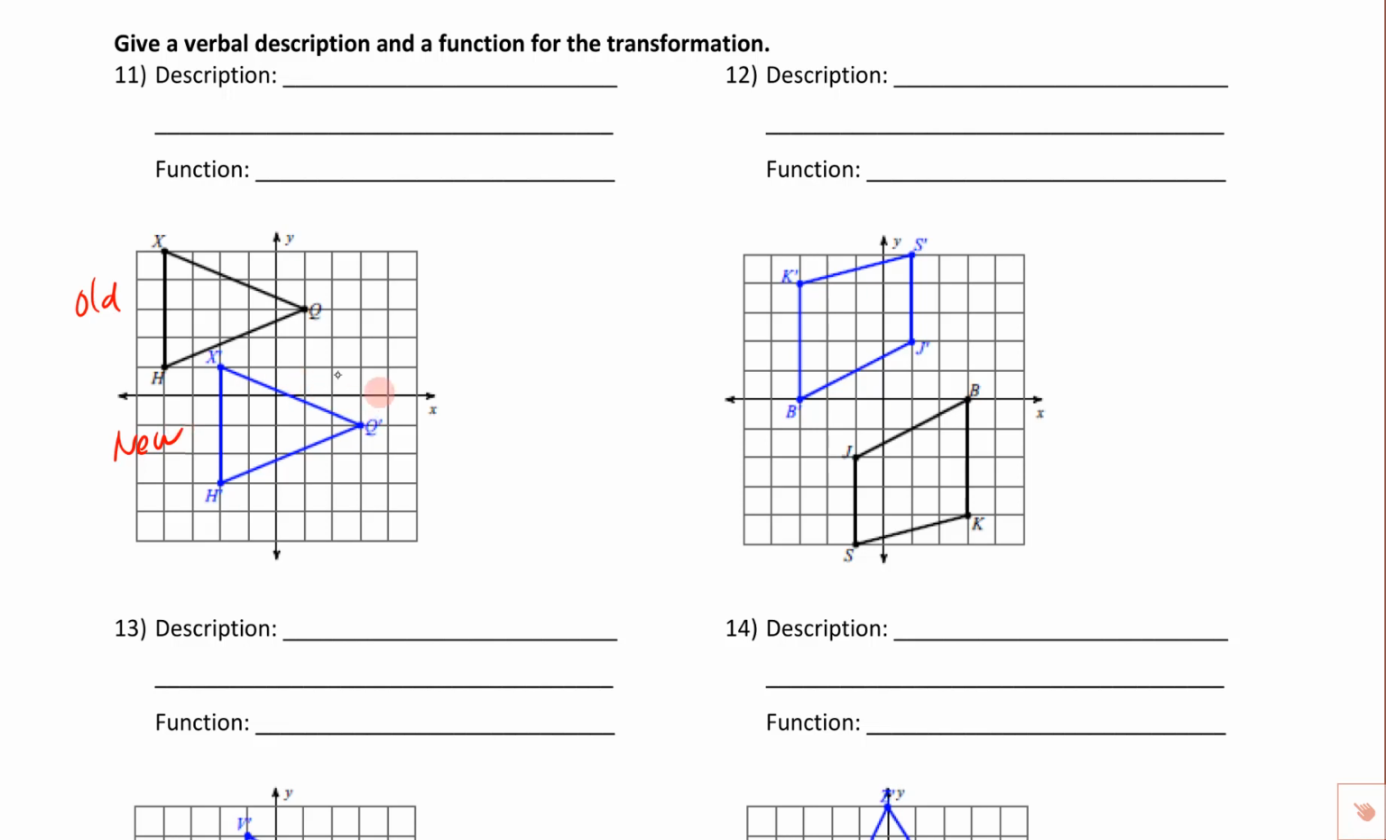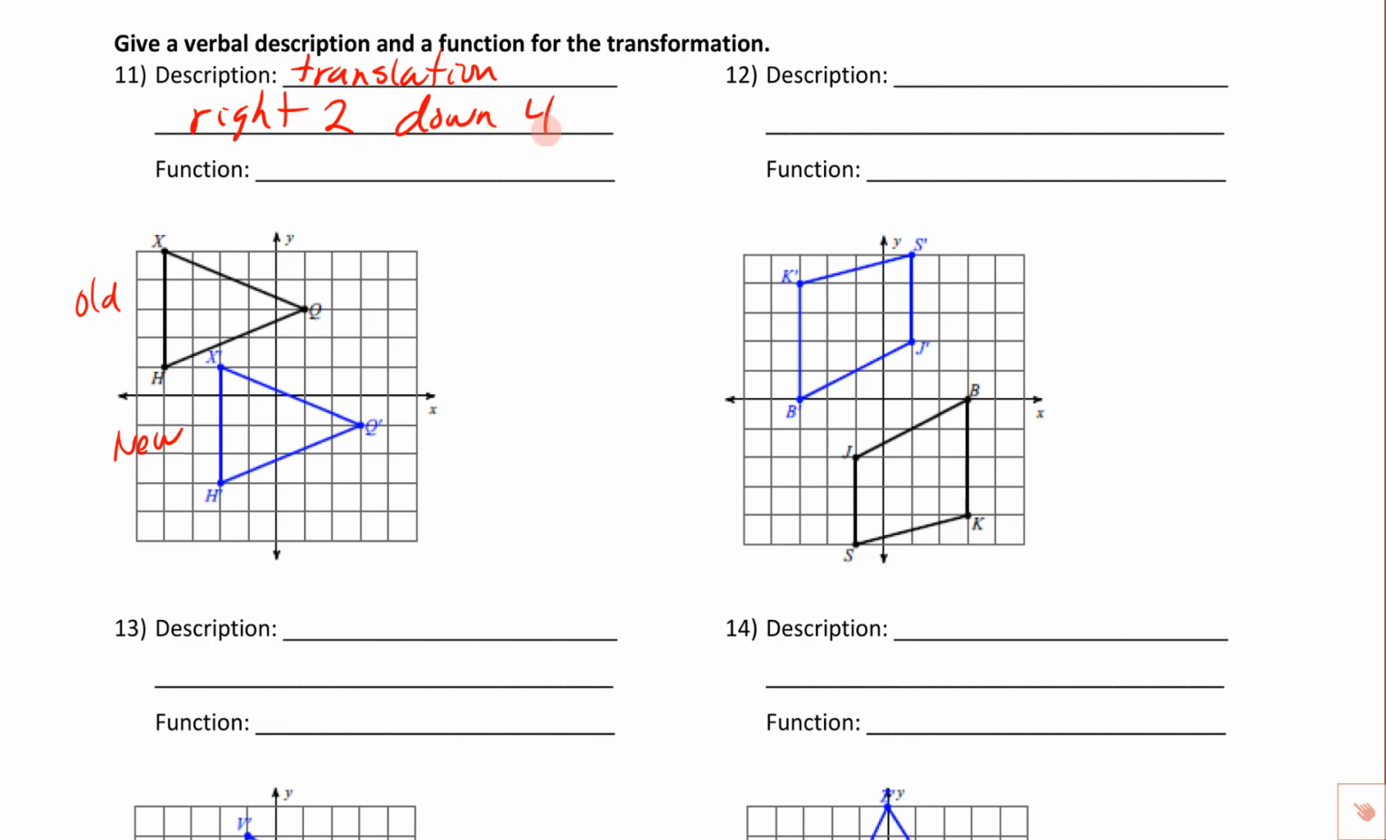So notice that this is oriented in the same direction. X is up here, Q is over here, H is there, X prime, Q prime, H prime. So this is oriented the same direction. This is just a translation. So we're going to write translation, and then we just need to give the directions. So to get from X to X prime, you're going to go to the right 2 units. Remember, we've got to break this down into horizontal and vertical. We're going to go to the right 2 units, and then we're going to go down 1, 2, 3, 4 units. So we're just going to say right 2 and down 4.